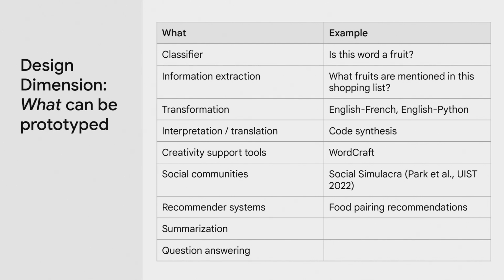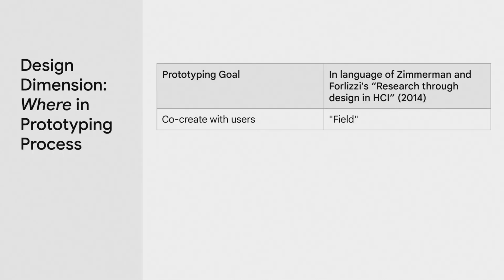There are recommender systems, so there's the food pairing recommendation, but you can do a lot of different types of recommendations. Summarization is very popular. A lot of people think about large language models for summarizing. And then question answering. So again, not exhaustive, but you can see there's a lot of different things that you can think about prototyping with a large language model. And again, you don't even need to code to go and get a functional prototype up and running with these different ideas. Where can you use these in the prototyping process?